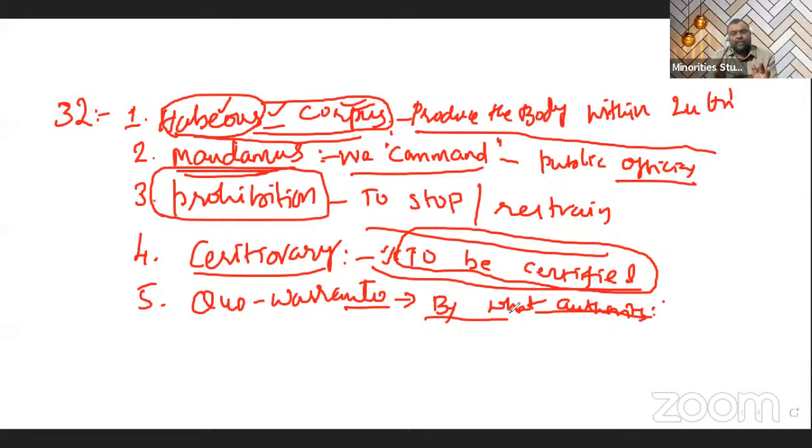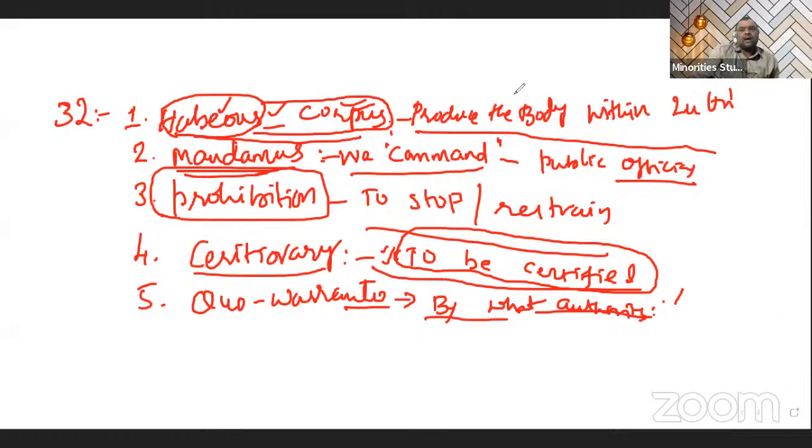So these quarters are meant for the present MPs, present MLAs only. Why are you residing? By what authority are you residing? This is called quo warranto. Okay, so I'm repeating this one. Habeas corpus: produce the body. Mandamus: command. Prohibition: stop. Certiorari: certified. Quo warranto means by what authority?